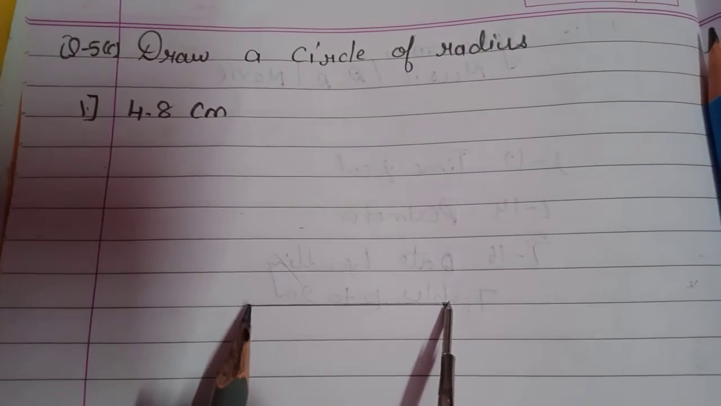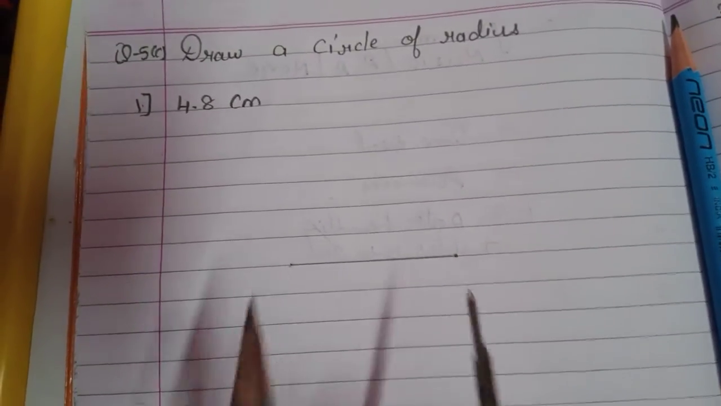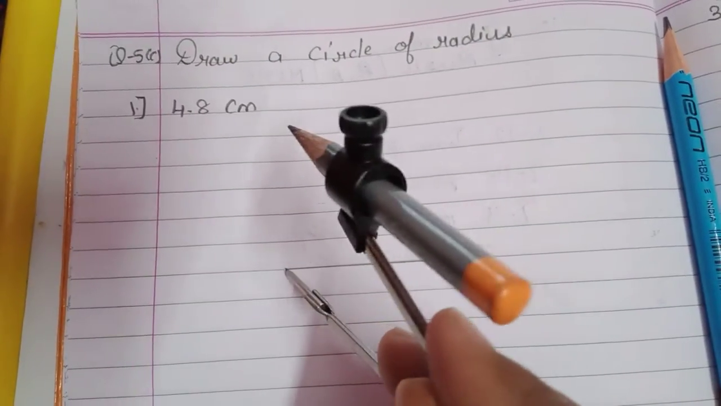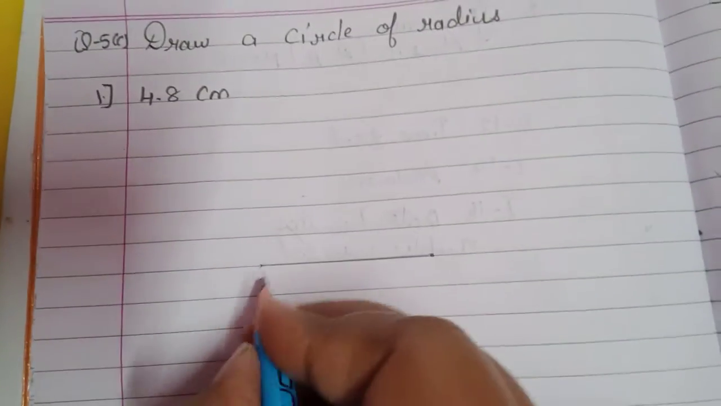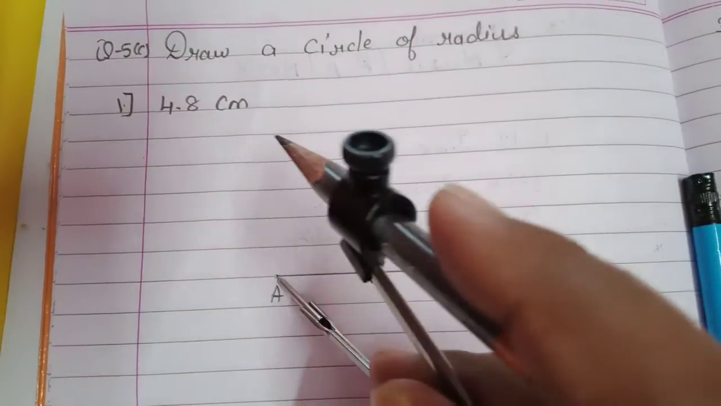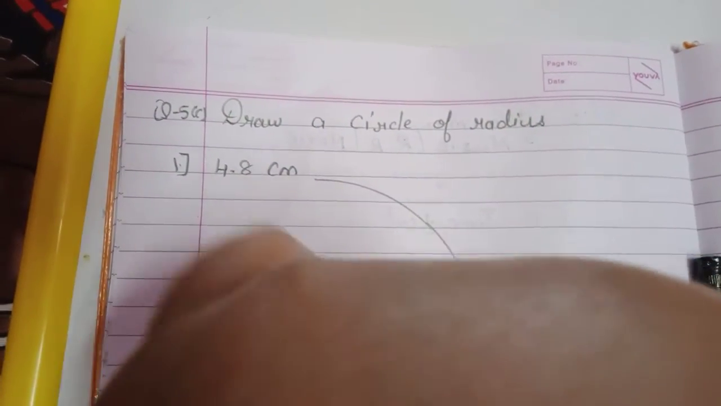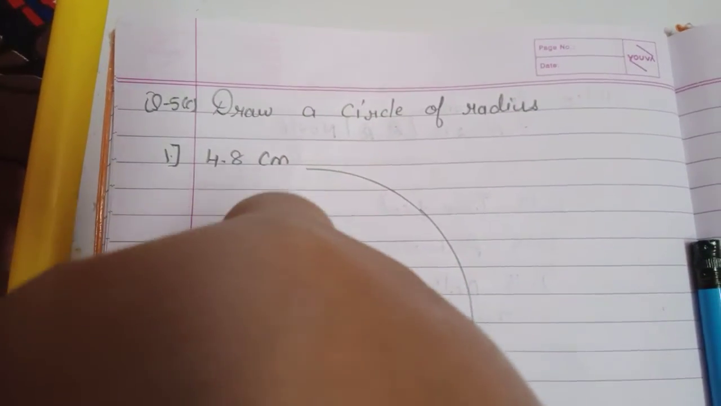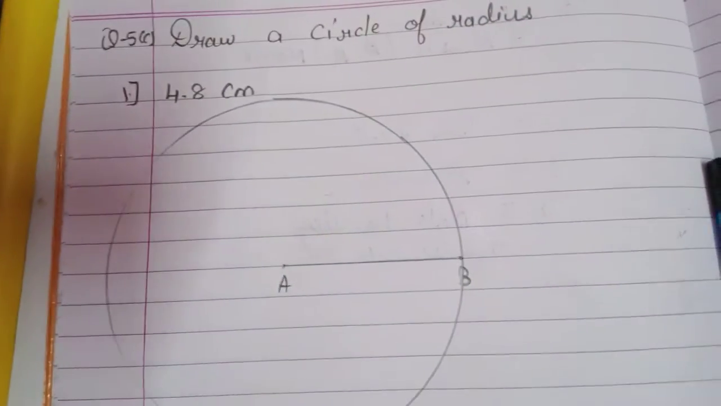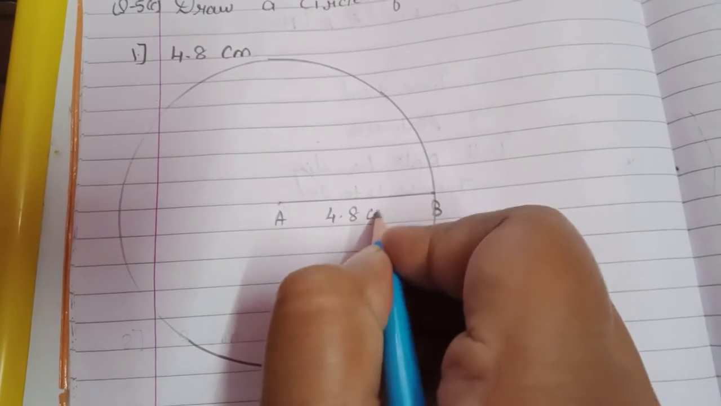Now we have to take this radius measure with the help of a compass. Okay, and we have to keep this steel point on the point. So we will give the name AB. So this steel point on A, and we have to draw a circle. So this is a circle of radius 4.8 centimeter.